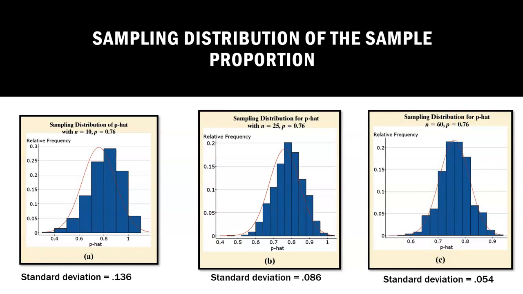So there are a few things that we notice when we look at these 3 models. First of all, you notice that the mean is the same on all of them. The mean of the distribution of our sample proportion ends up being the same as the proportion of the population, okay? And if you notice the standard deviation, it decreases each time. So it goes from 0.136 to 0.086 to 0.054.